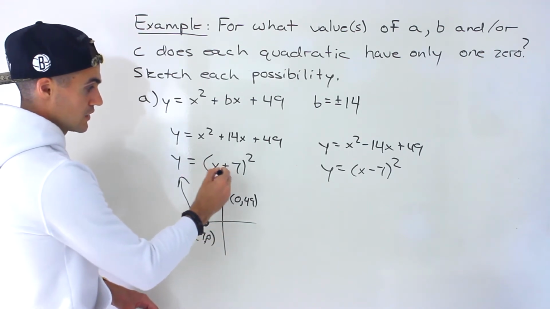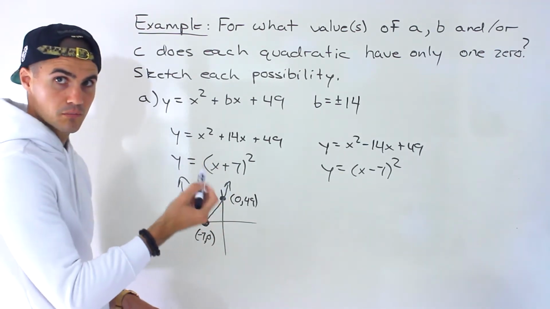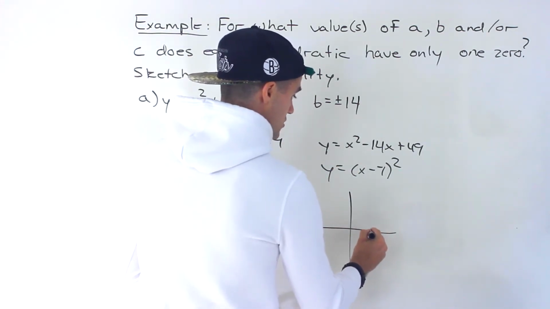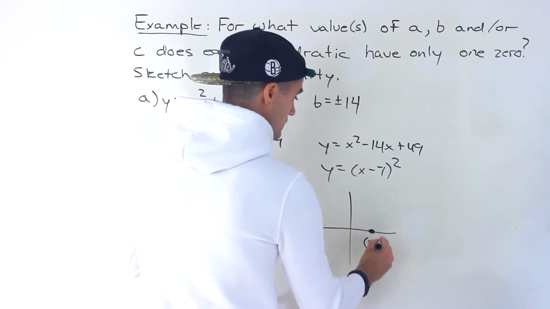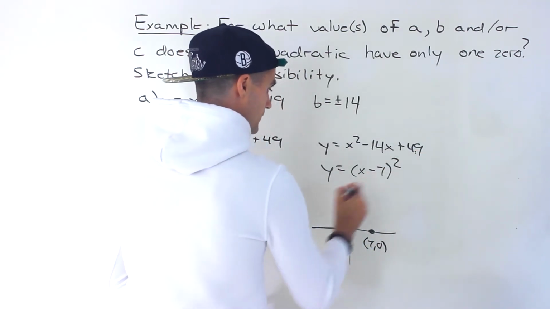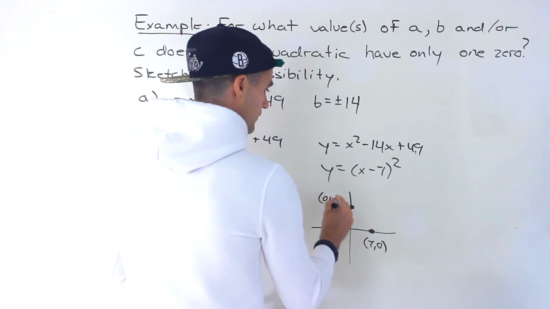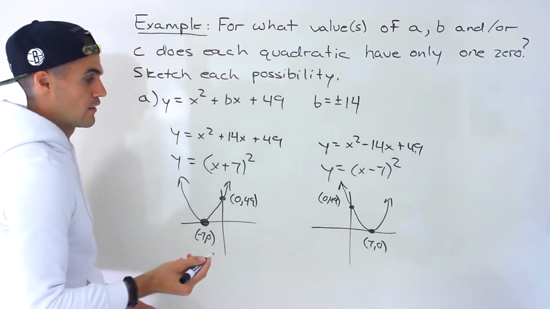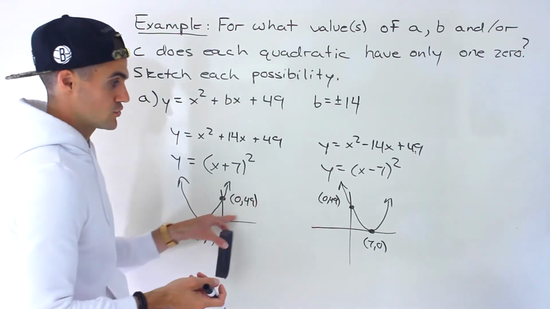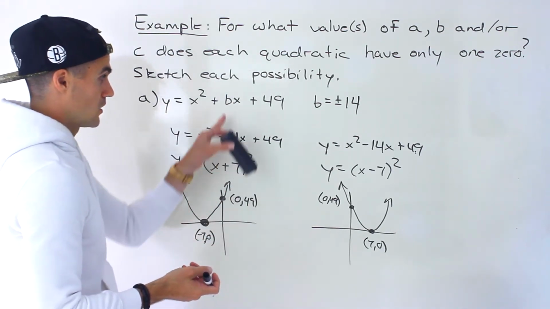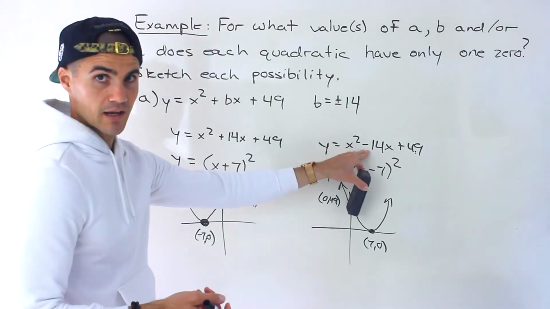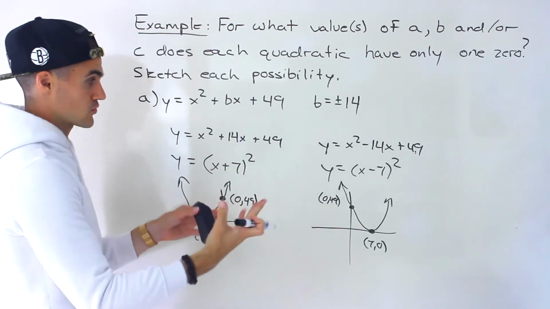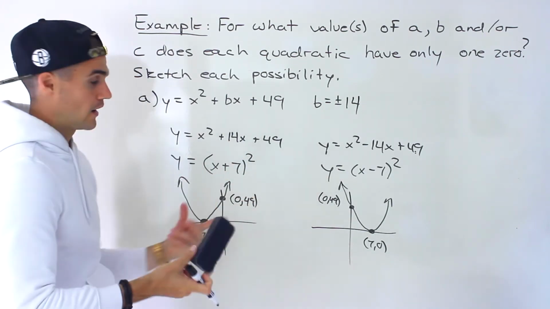An x value of negative 7 here is going to give us a y value of 0, meaning it's an x-intercept. And then over here, if we have x minus 7 squared, that's just basically going to be on the other side. It's going to be positive 7 and 0. Same intercept. So we end up with those two quadratics. So those are the two different possibilities. When the b value is 14, or when the b value is negative 14, then this quadratic is going to be a perfect square trinomial, meaning it's only going to have one factor.